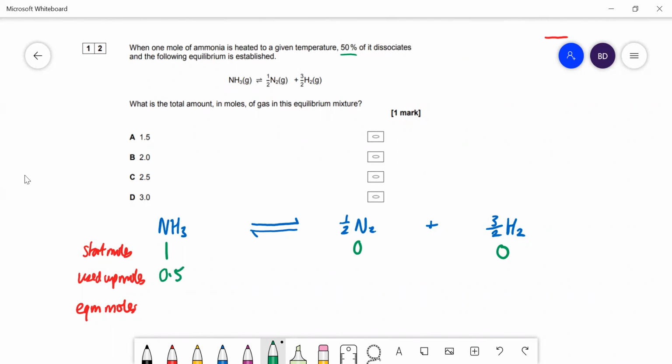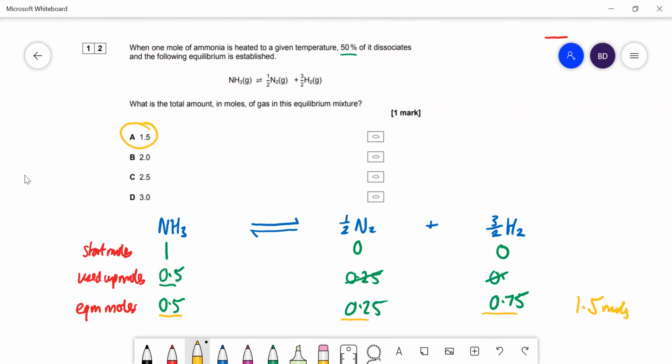So how much have we got left over? We've got 0.5, right? 1 mole of ammonia is going to give us 0.25 moles of nitrogen, and it's going to give us 3 times that amount of hydrogen, 0.75. So that should go there, 0.25, and 0.75 of hydrogen. Add these up together, 0.5 plus 0.25 plus 0.75 gives us 1.5 moles. That's the total moles of gas. So A is the answer to that one.